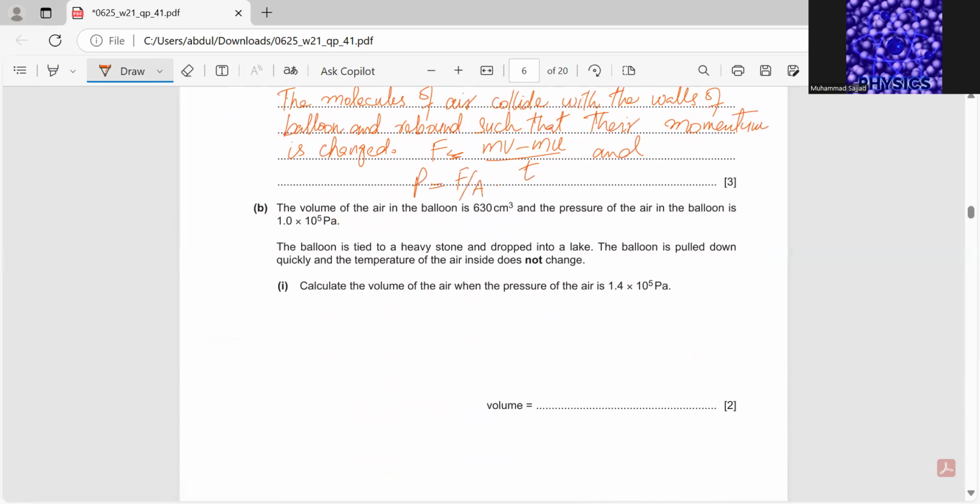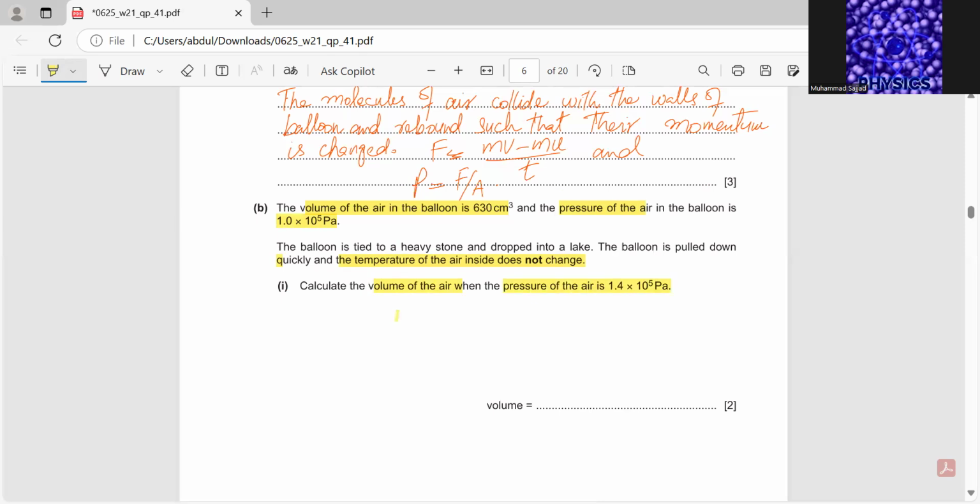Now, the volume of the air in the balloon is 630 centimeter cubed. The pressure of the air in the balloon is atmospheric pressure. The balloon is tied to a heavy stone and dropped into a lake. The balloon is pulled down quickly, and the temperature of the air inside the balloon does not change. It means Boyle's law can be applied. Calculate the volume of the air when the pressure of the air is this.